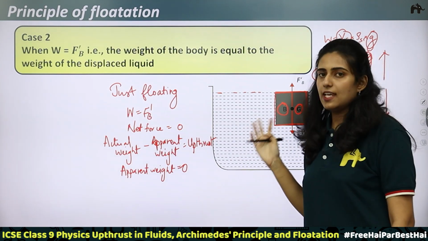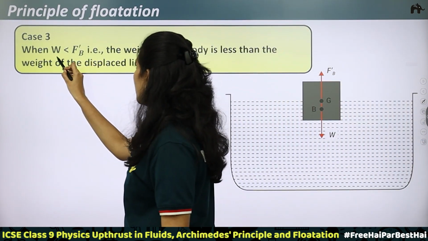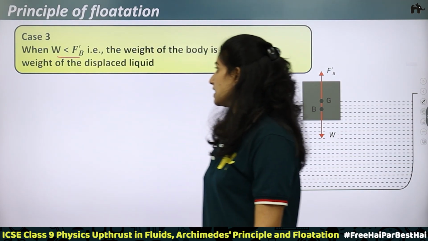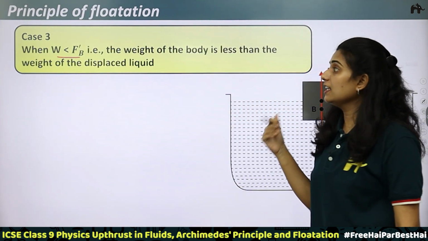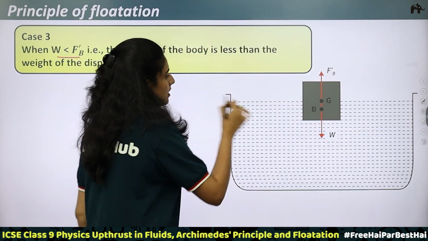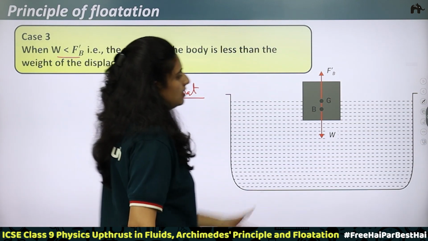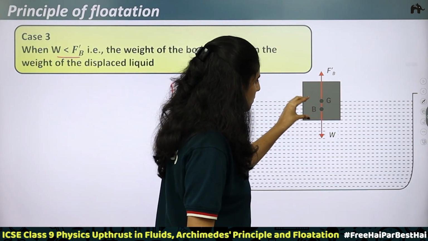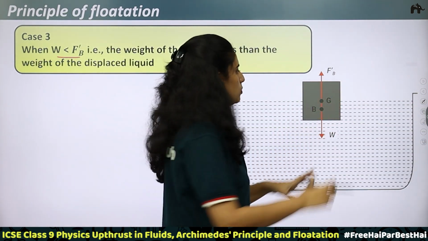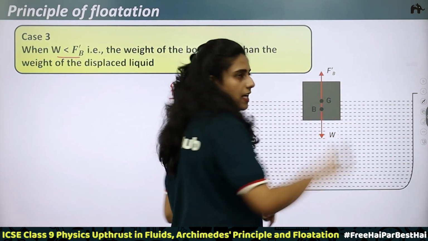Okay, so understood the second case. Next, the third case, when the weight of the body is less than maximum upthrust, that is, the weight of the body is less than the weight of the displaced liquid. So here in this case, the body will float. That is, a portion of the body is inside the liquid and a portion is outside the liquid, partially immersed and partially outside the liquid.